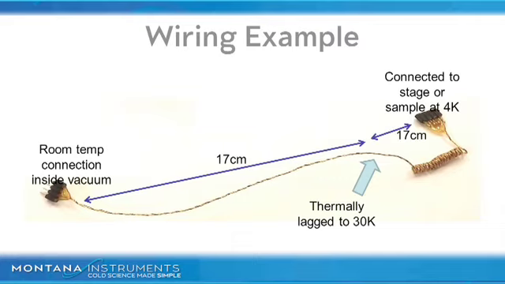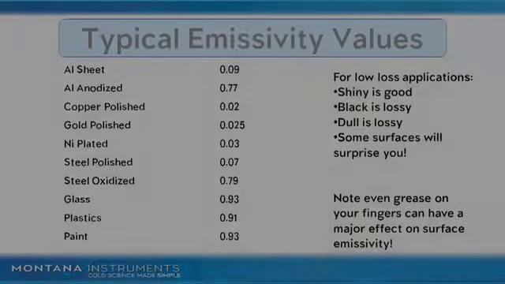Then another 17 centimeters is coiled to make the cabling easier to manage in the cold space and finally connected to the 4K stage. This too provides a thermal distance that minimizes the heat flow to the lowest temperatures. A cable assembly like this, properly done, will only raise the temperature of the stage about 10 millikelvin.